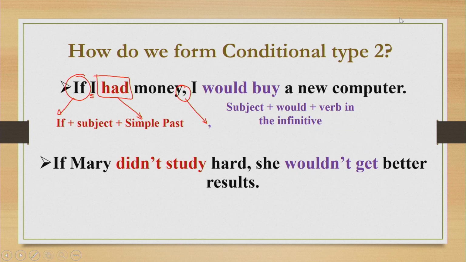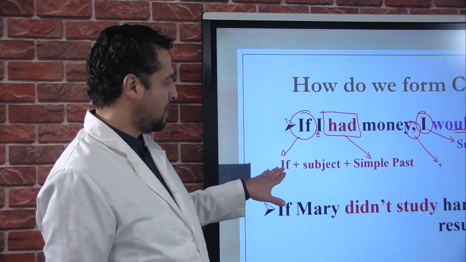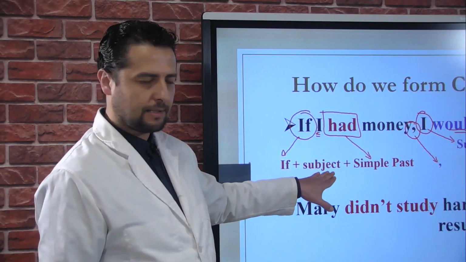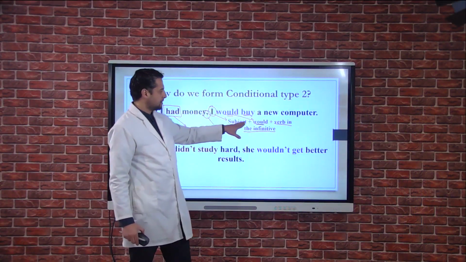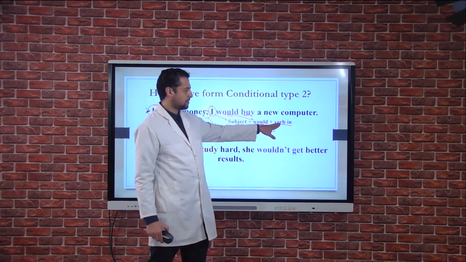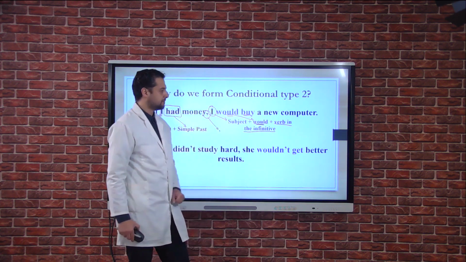Let's have a look at the second part. Here we have the subject, which is followed by "would", right? And then we have a verb in the infinitive form. So this is the rule. Let's repeat it again together: if plus subject plus simple past, comma, subject plus would plus verb in the infinitive.